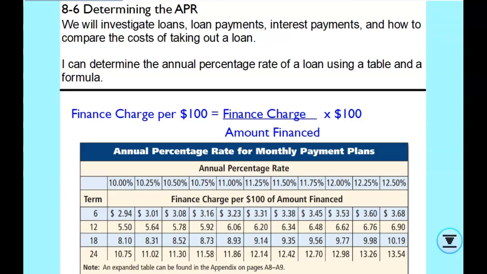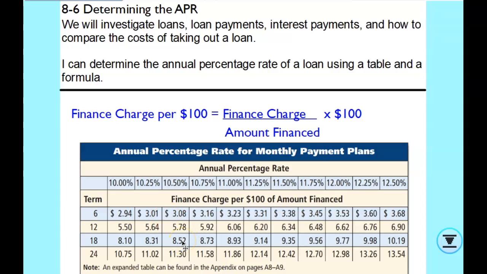The last lesson of Unit 8 is Lesson 6, determining the APR. So we've usually been given what the APR is and then use that to calculate things, and this time we're going to be working a little bit backwards. The way that we find the APR is the first thing we have to find is the finance charge per $100. And that amount is then found in this table down here.